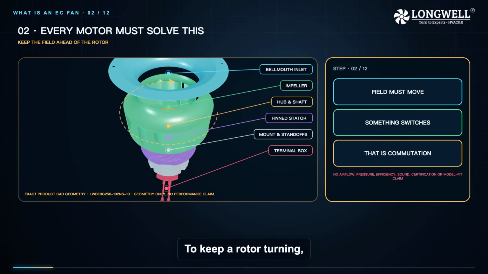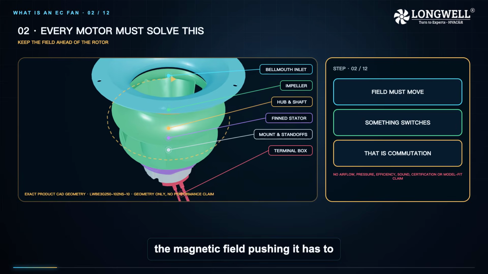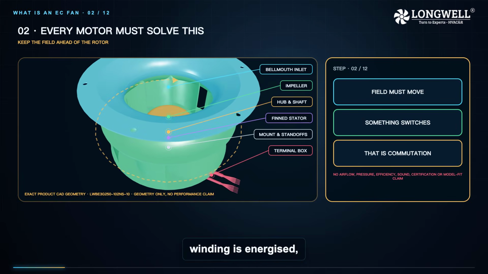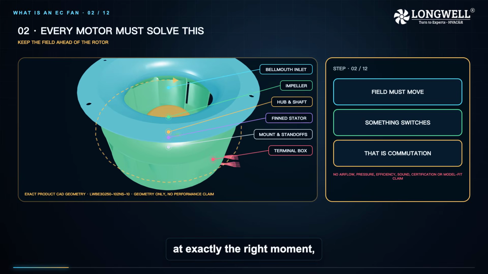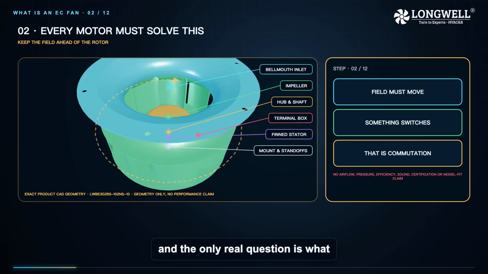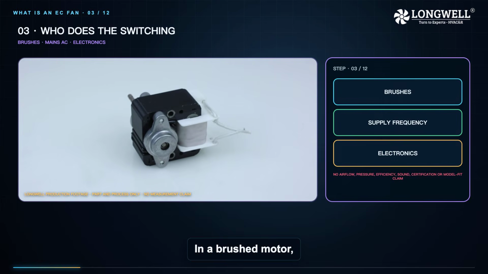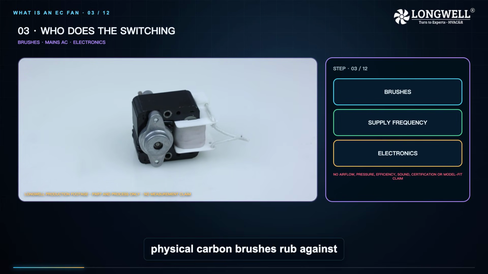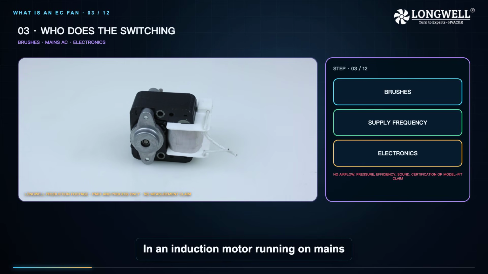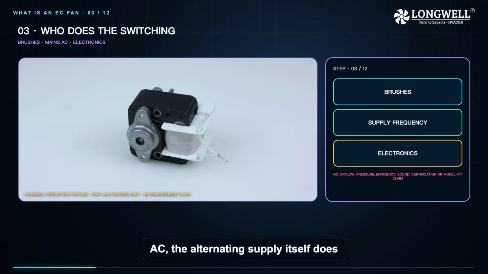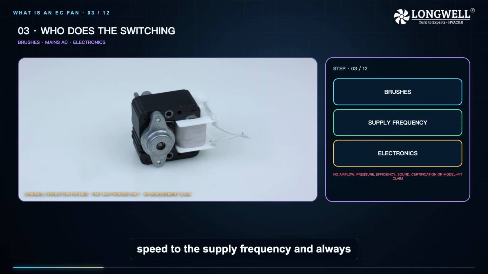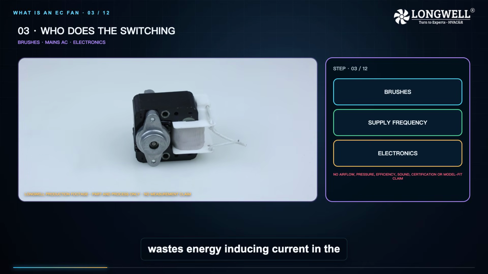To keep a rotor turning, the magnetic field pushing it has to keep moving ahead of it. Something has to keep switching which winding is energized, at exactly the right moment, forever. That switching is commutation, and the only real question is what does the switching? In a brushed motor, physical carbon brushes rub against a commutator and do it mechanically. In an induction motor running on mains AC, the alternating supply itself does it, which is simple but ties the motor's speed to the supply frequency and always wastes energy inducing current in the rotor.